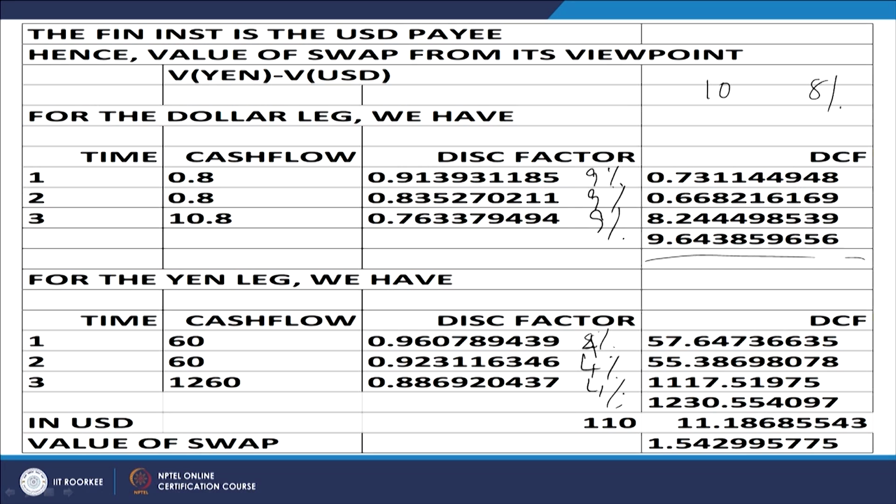Now, to convert it to US dollars at the current exchange rate, we divide by 110 and we arrive at this value for the Japanese leg. So, this is the Japanese leg, this is the US leg, and therefore this is the value of the swap, expressed in US dollars. You can also express it in Japanese yen. In US dollar terms, it turns out to be this amount.